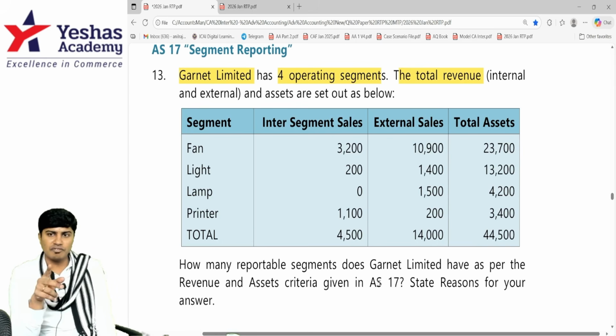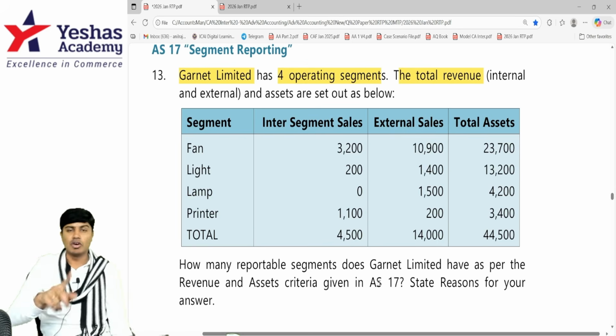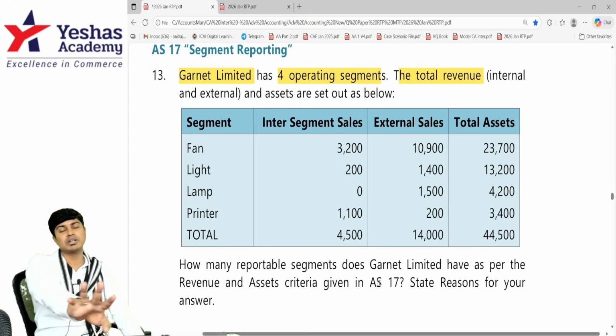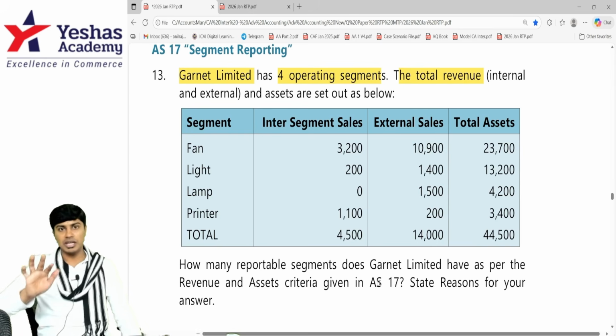Take the total of sales and assets. Add external and internal sales together to find total sales. Then find the percentage. If it is 10% or more, it is reportable. For assets also, 10% or more is reportable. Once you identify reportable segments based on the 10% criteria for sales and assets, stop there.